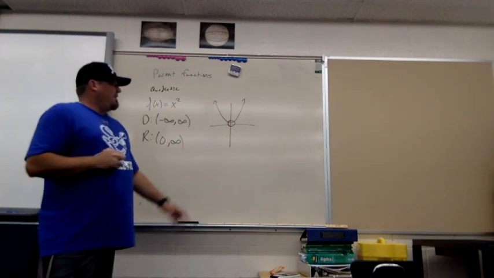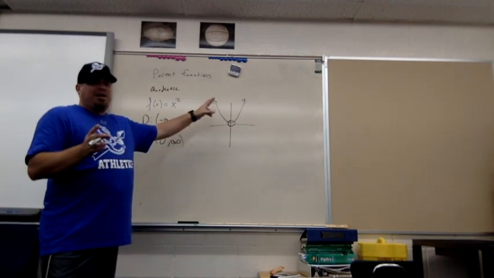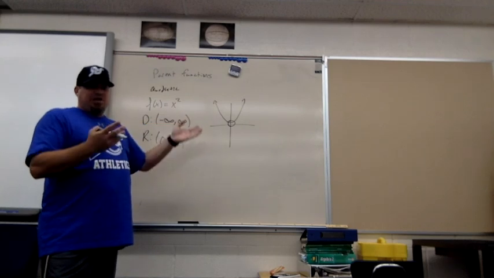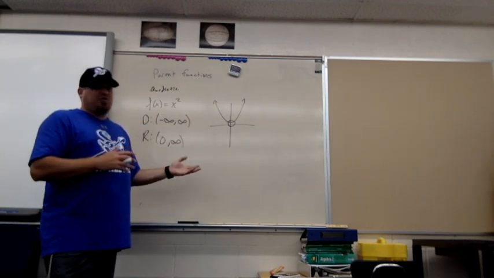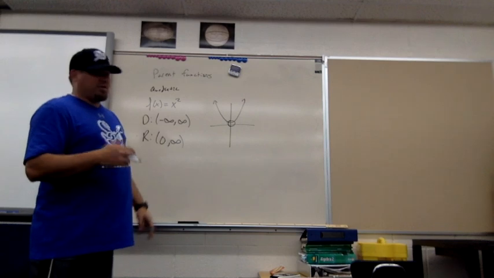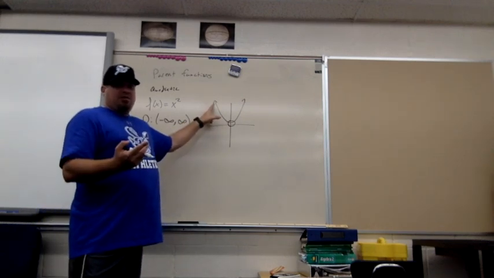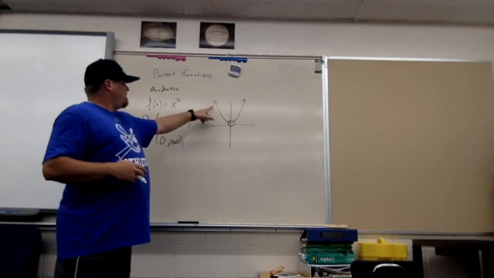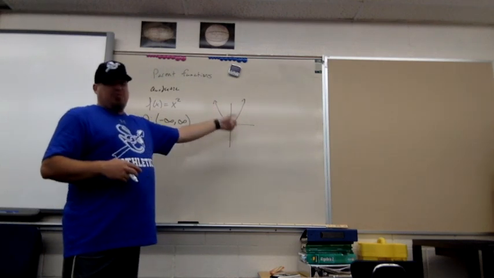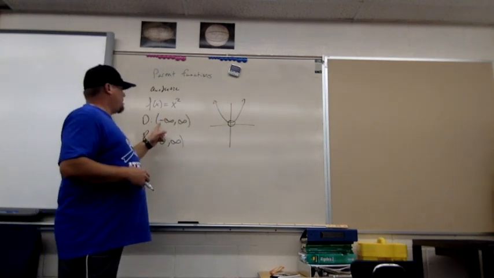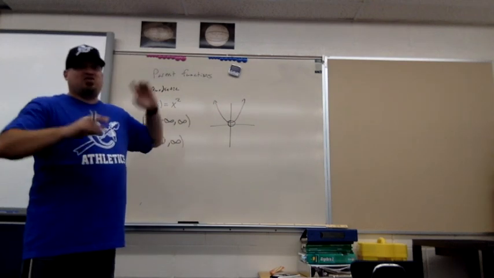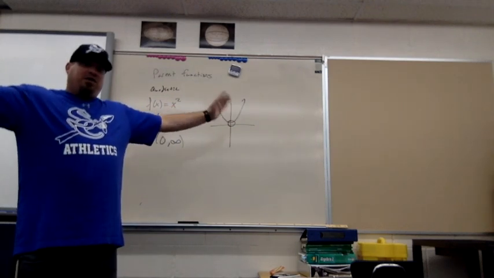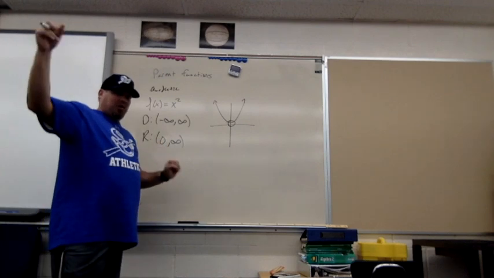Now, that does not take into account end behavior, which is a little different. It's similar to domain and range, but it's a little different. So we'll talk about that tomorrow. But our range for a quadratic function is 0 to infinity because 0 is the lowest y value. Domain is negative infinity to infinity because it stretches out forever to the left and to the right. All right?